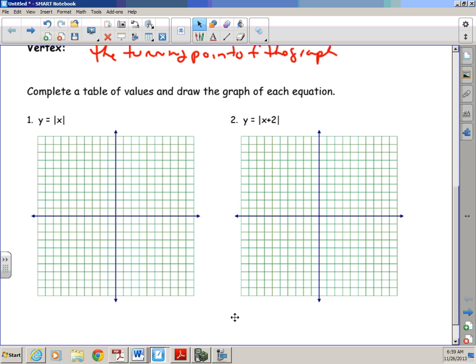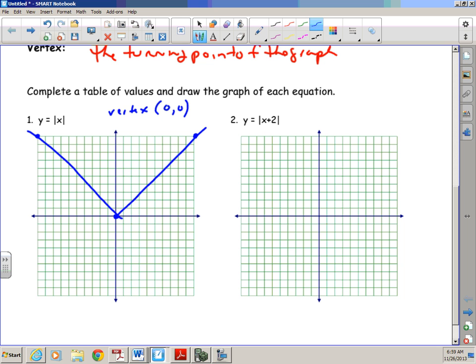So what I'm just going to simply do is my vertex is 0, 0. That's the meeting point. And I'm just going to take the two extreme points of 10, 10, and -10, 10, and draw my graph. Recall that it's called piecewise because it's made up of more than one line.